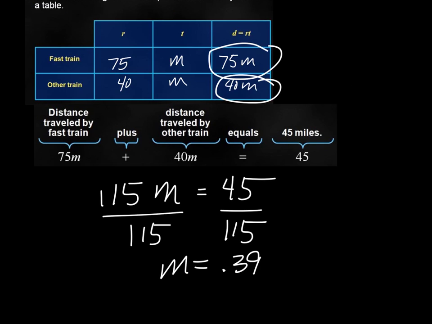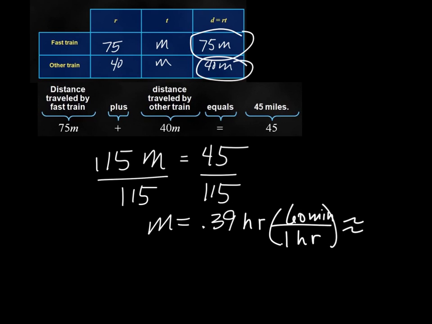If we combine our like terms, 75 m plus 40 m is 115 m, so divide both sides by 115 and we have 39 hundredths of an hour. It'd make more sense if we were talking about minutes. So if we change hours to minutes, there are 60 minutes in an hour. So 39 hundredths times 60, I get about 23.47. We're going to call it about 23 minutes to get them stopped.